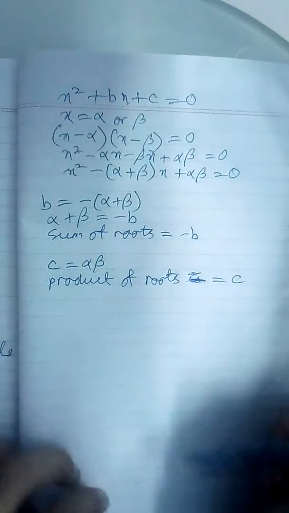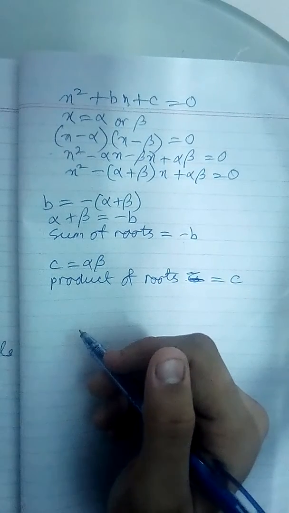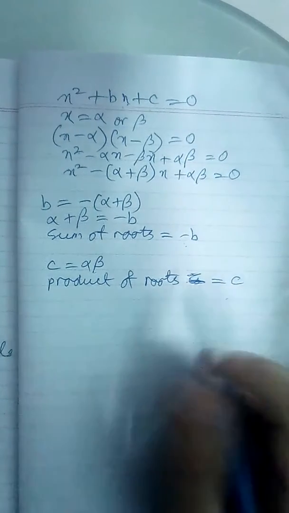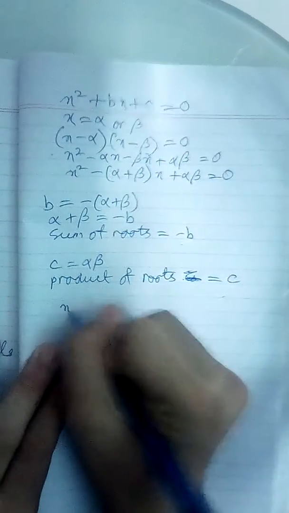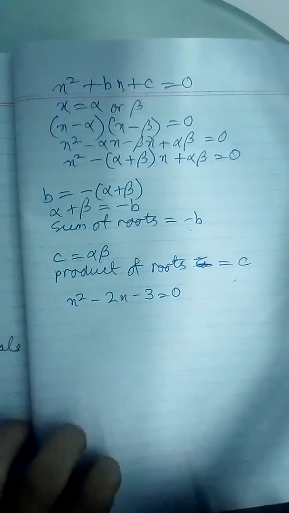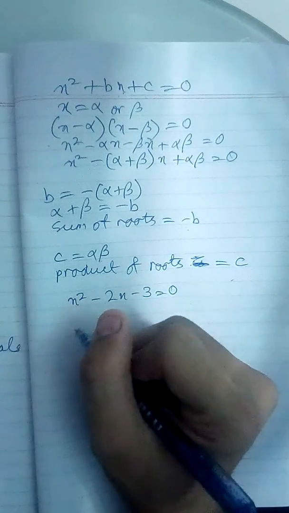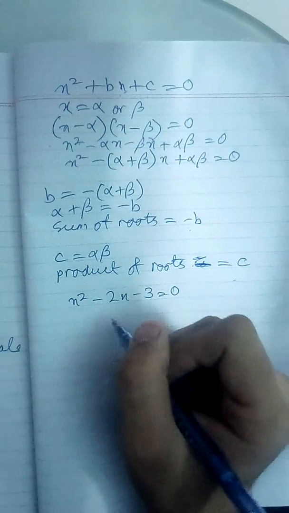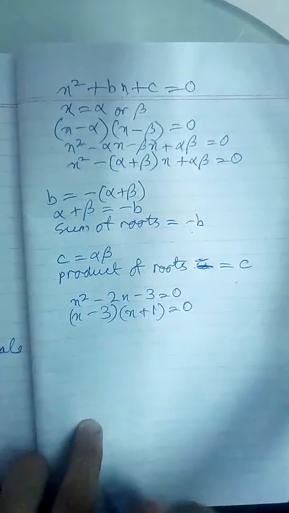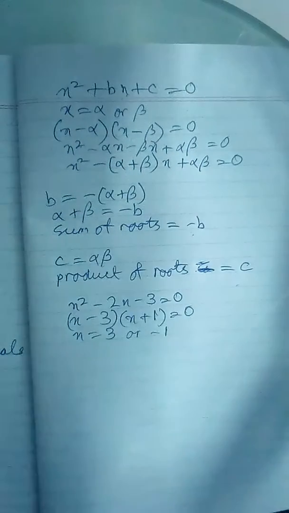Now let's see what happens if we solve the equation and obtain the roots. Would they be equal to negative b? Would they be equal to negative c? Let's see. We have x square minus 2x minus 3 equals 0. Now I will be factorizing it, skipping the steps of factorization. You learned it in O-level maths, so it's useless to repeat it. We obtain (x minus 3)(x plus 1) equals 0. So we obtain x equals 3 or x equals negative 1.